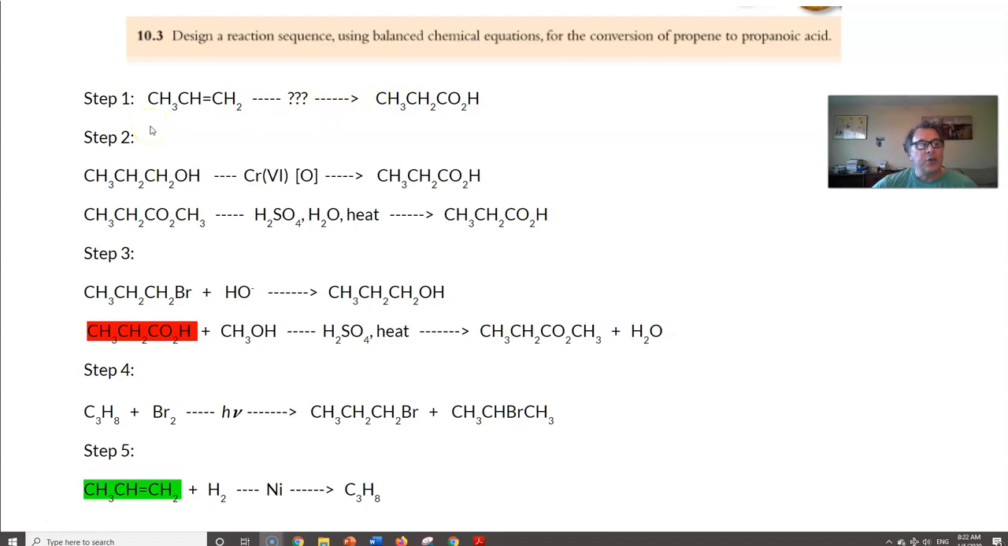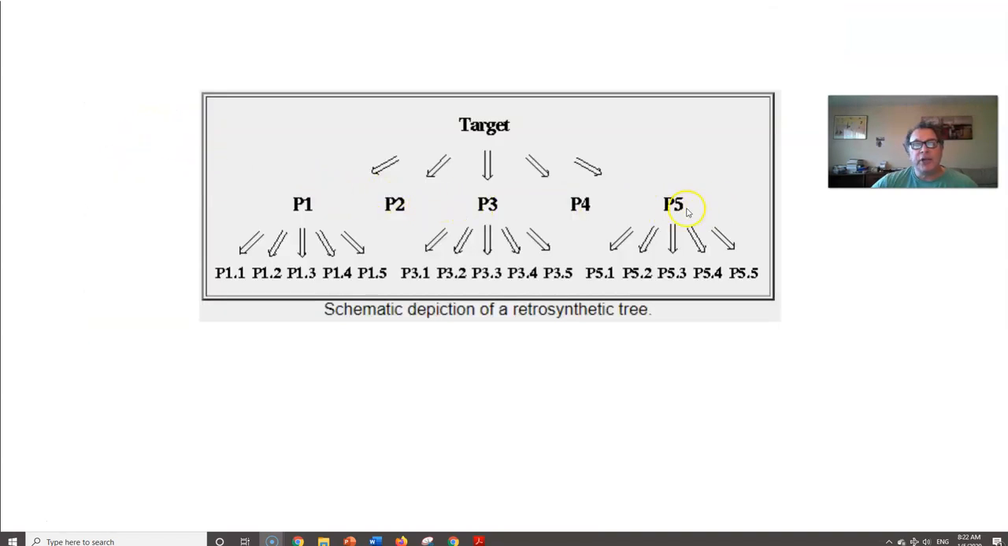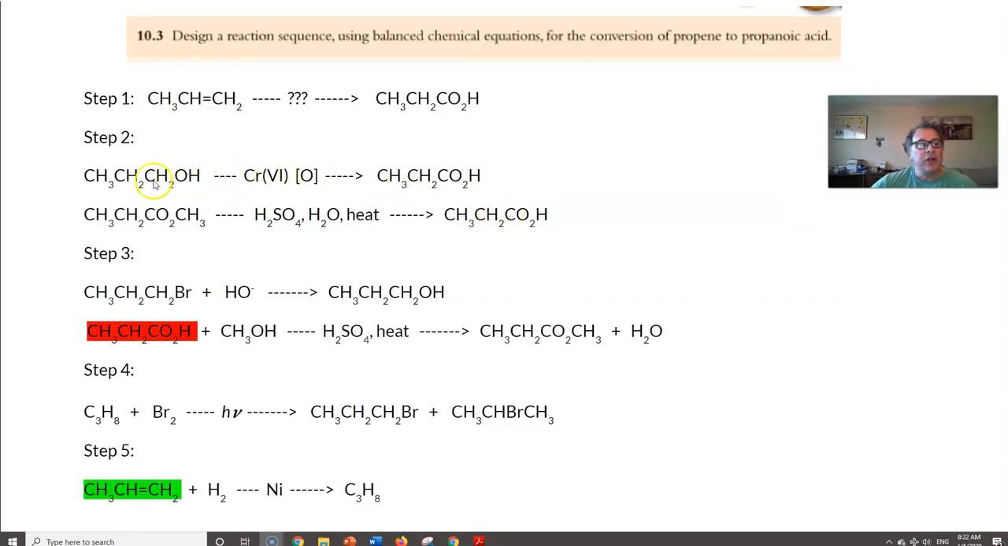And so what do you do? Well, you start generating the precursors, the immediate precursors. Propanol is an immediate precursor of propanoic acid because it can be oxidized with chromium-6 in one step. What else is an immediate precursor of propanoic acid? Well, the ester, methylpropanoate. Remember esters. Esters can be hydrolyzed, that's the reverse of their formation, to give the carboxylic acid and the alcohol. So methylpropanoate, the ester, is an immediate precursor of the target molecule, propanoic acid.